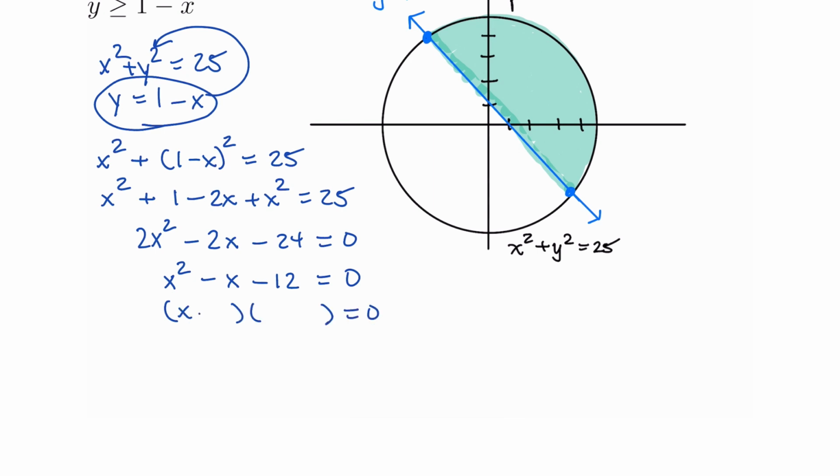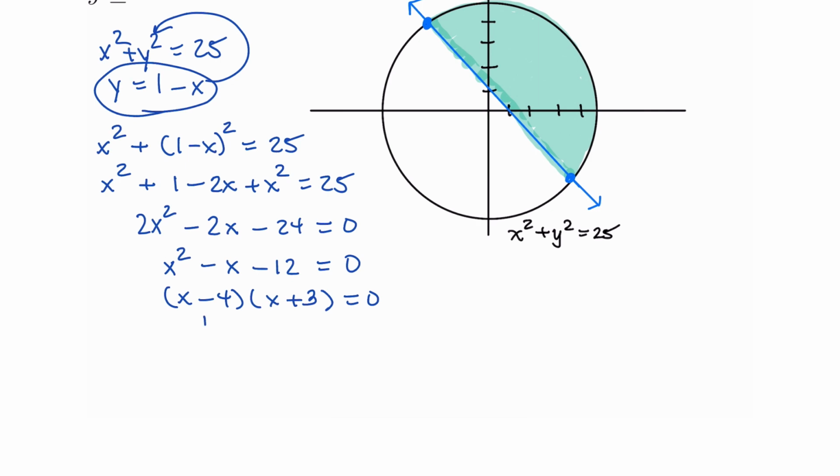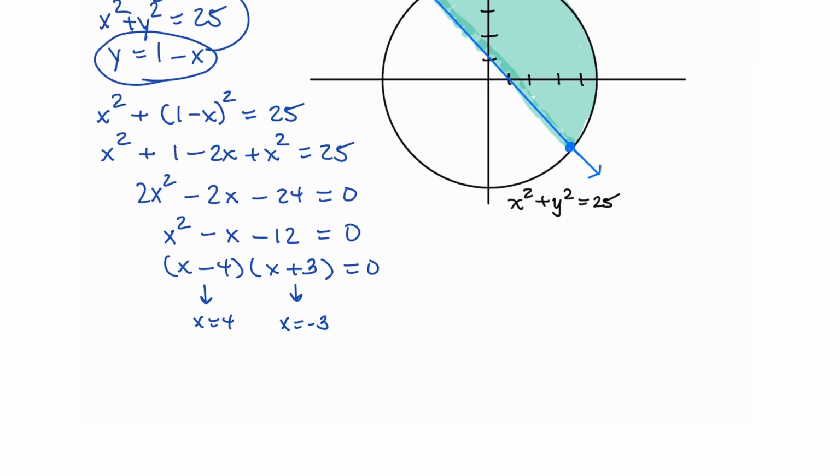We'll say x minus 4 and x plus 3, factors of negative 12 that add up to negative 1, negative 4 and positive 3. And that means when x minus 4 is equal to 0, x is equal to 4. And when x plus 3 is equal to 0, that means x is equal to negative 3. And now we could use either equation to find the value of y. The line is more definitive that way, and it is also easier to work with. So you have y equals 1 minus x.